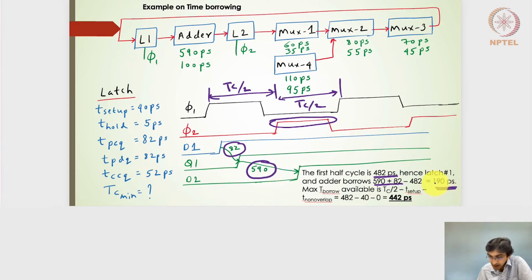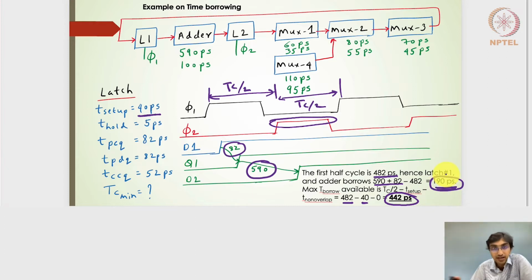So it extends beyond 482 picoseconds, and it is borrowing around 190 picoseconds. Whereas the maximum borrow time available is 482 picoseconds minus the T non-overlap minus the T setup. That will be 482 minus the T setup of 40 picoseconds minus the T non-overlap. Here the non-overlap is not characterized, so we will assume it to be 0. So the maximum borrowing time is 442 picoseconds, out of which it is actually borrowing 190 picoseconds. So it is very well placed.